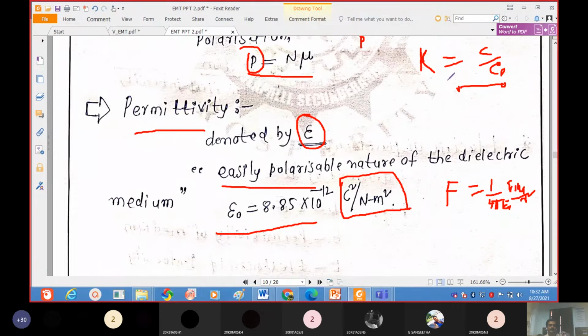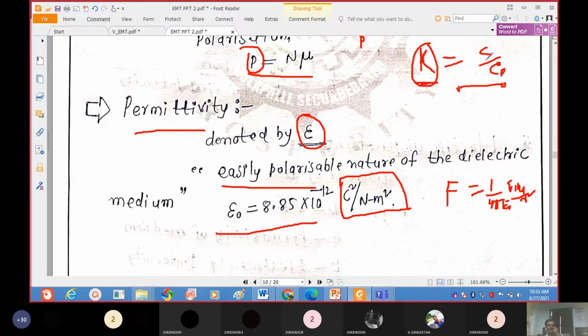What happens if you place the dielectric material inside the capacitor? The capacitance will increase. Capacitance depends on the dielectric constant. So if you place the dielectric material inside the capacitor, the capacitance will increase K times. K is the dielectric constant here.